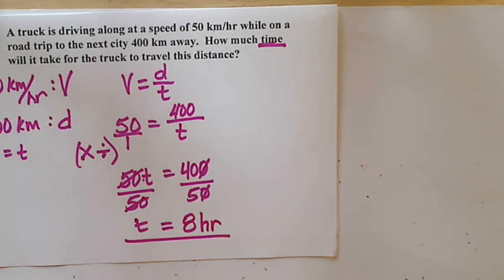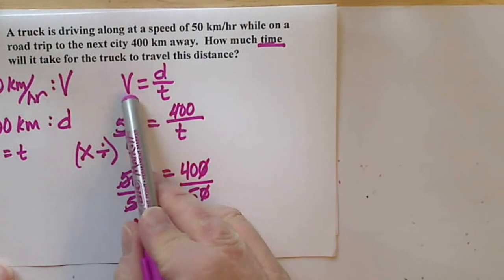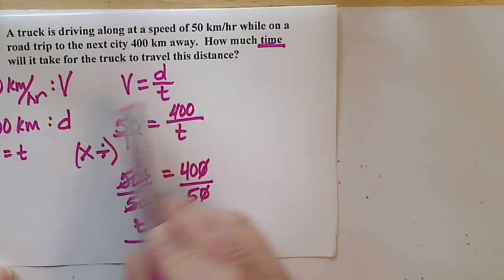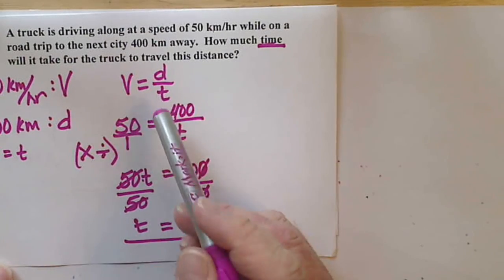So those are 6 examples on how to use the formula V is equal to D over T using meters per second and kilometers per hour.